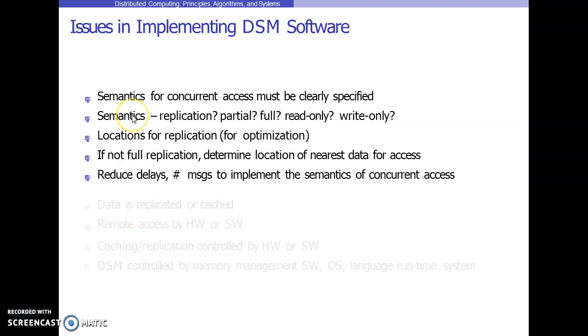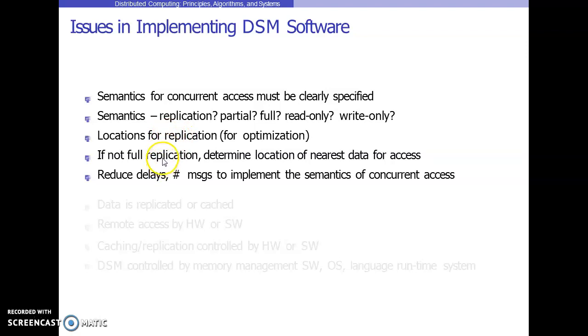The next issue in DSM is determining the best way to implement the semantics of concurrent access to shared data. One possibility is to use replication, partial or full, or read-only mode or write-only mode semantics. Another issue is the location of replicas. Selecting locations for the replicas is used to optimize efficiency from the system viewpoint.